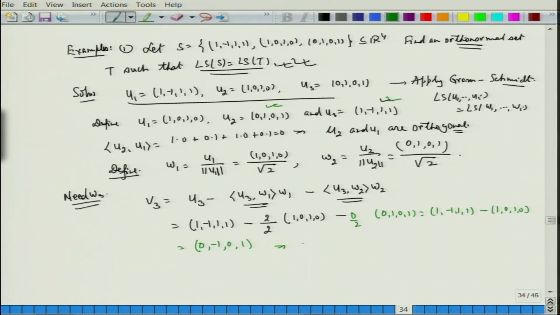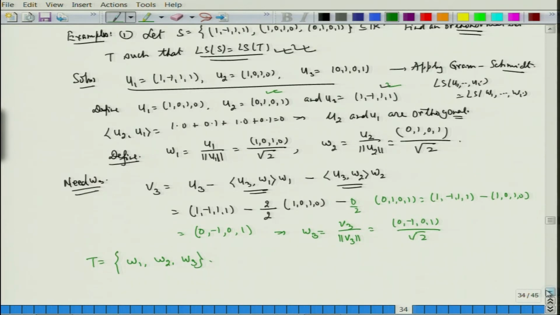So this implies W3 is equal to V3 upon length of V3, which is nothing but 0 minus 1 0 1 divided by root 2, alright. So for me the set T is nothing but W1, W2, W3. Is that okay? So I took an easy example. Let me take another example.